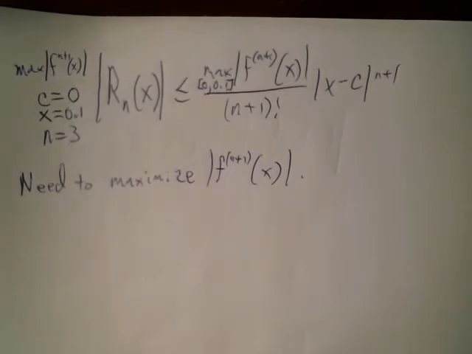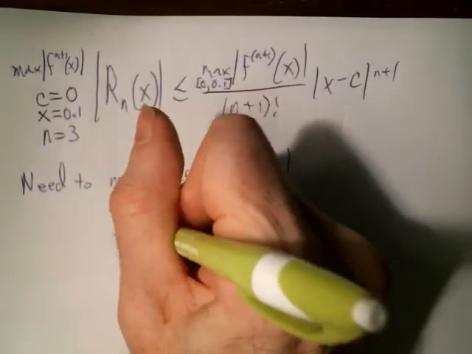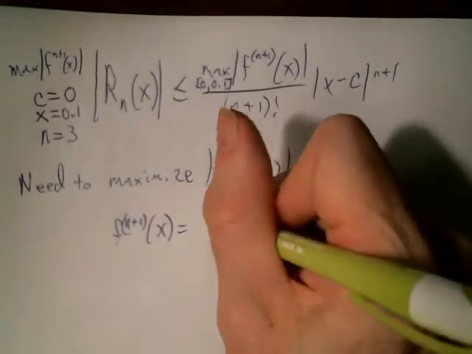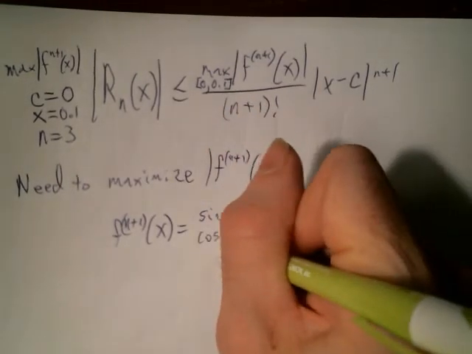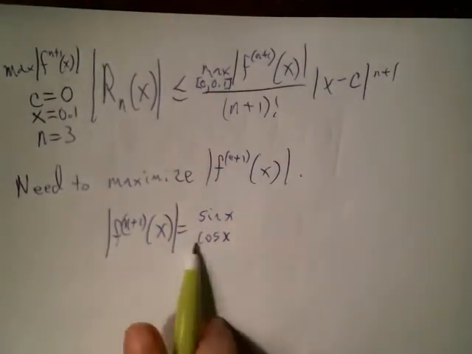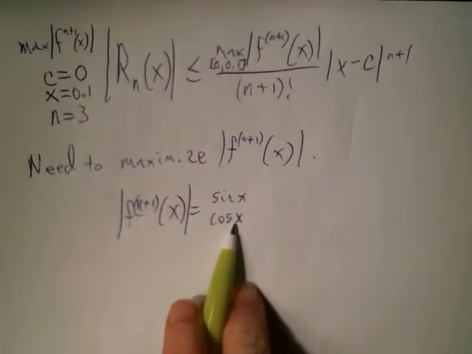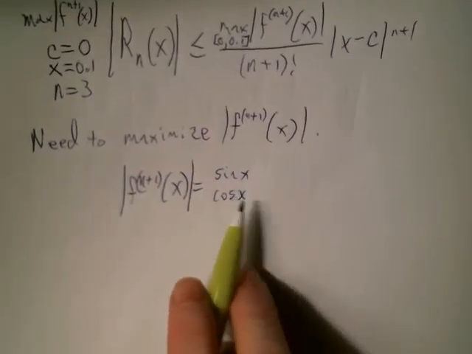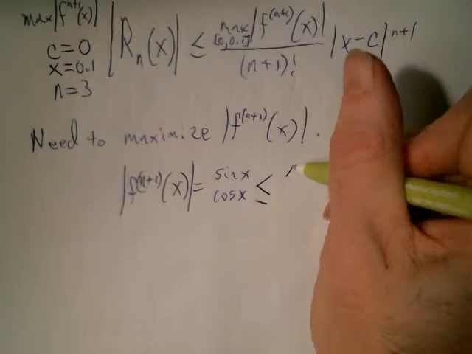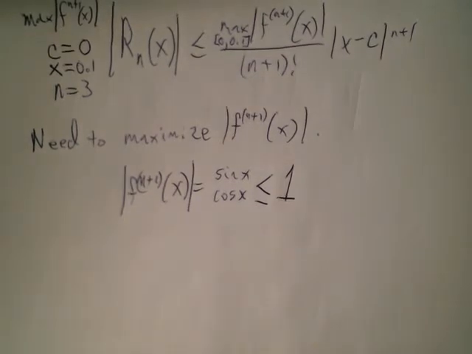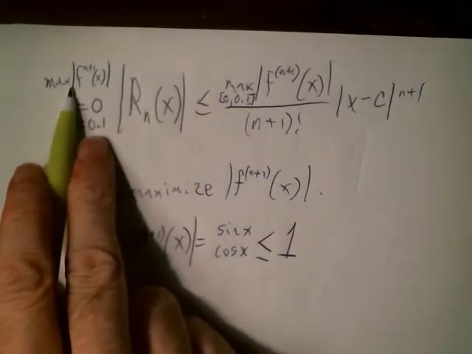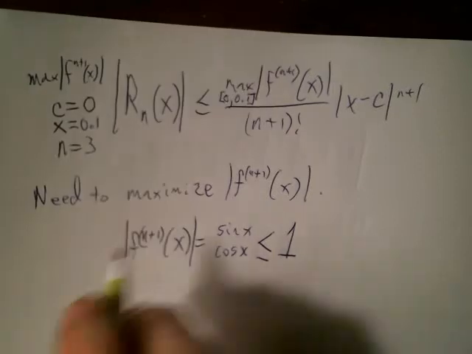In this case, it turns out to be quite easy because the n plus first derivative of sine is going to be either sine of x, cosine of x, negative sine of x, or negative cosine of x. But if you take the absolute value, then we can be assured it's one of two things, sine of x or cosine of x. To maximize that is simple because these are both less than or equal to 1. So essentially what we have is a bound for this guy right here. This max value will be 1.